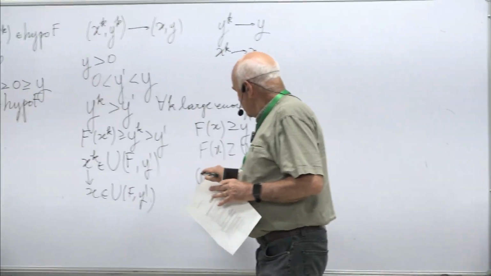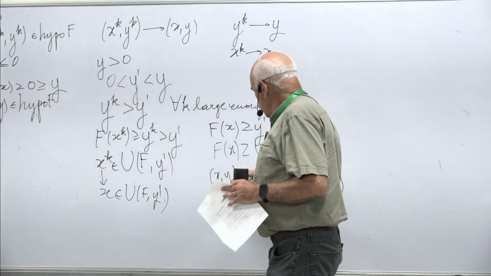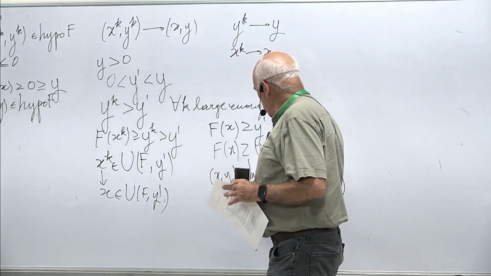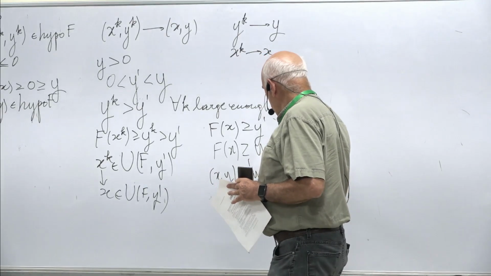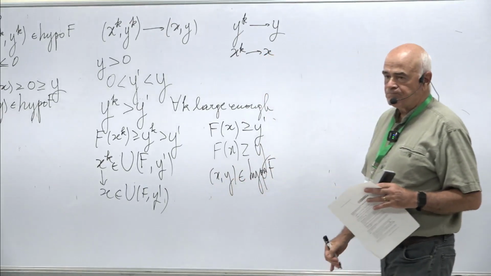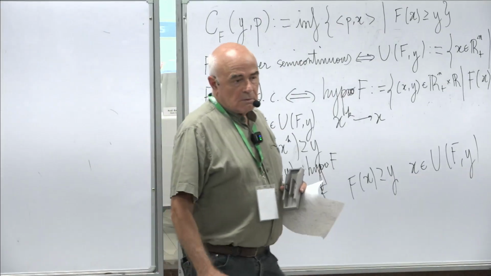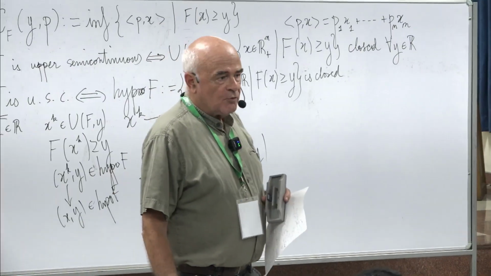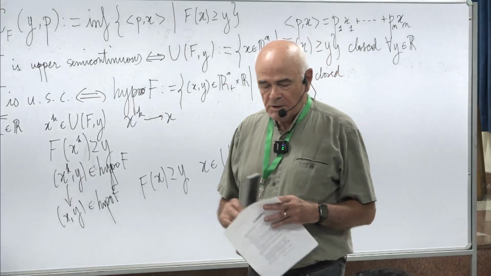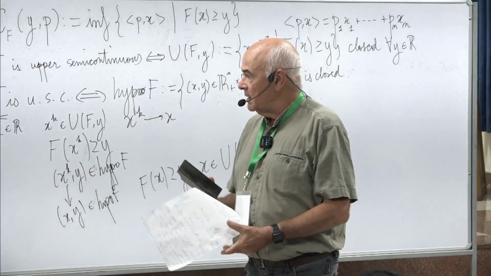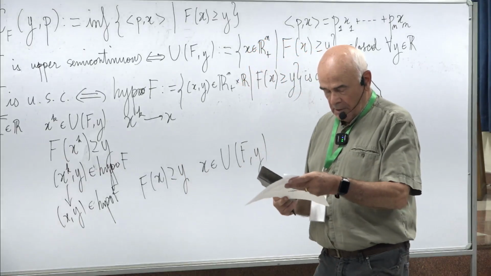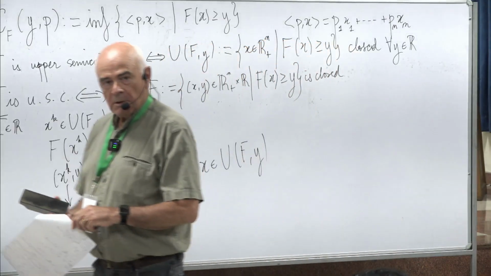Because this means that (x, y) is in the hypograph of f, thus proving that the hypograph of f is closed. So as I announced, it's a very simple proof.